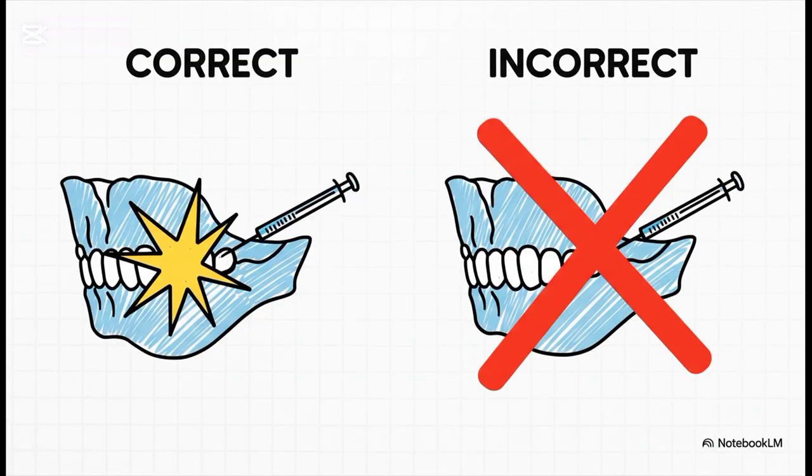Now this is the single most critical piece of feedback for the IANB. You must feel the tip of your needle gently make contact with bone. That's your confirmation. It tells you you're at the right depth and in the right spot. If you advance the needle and you don't hit bone, you've gone too far back. You need to pull back and redirect, otherwise you risk injecting into the parotid gland, and you don't want that.